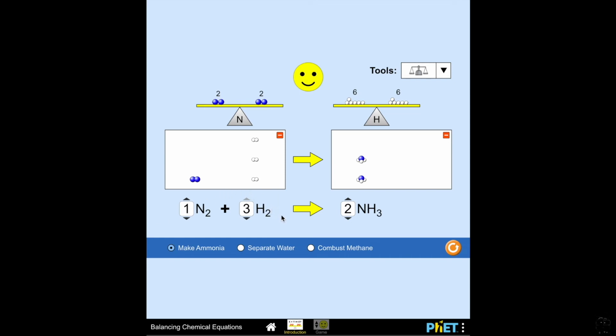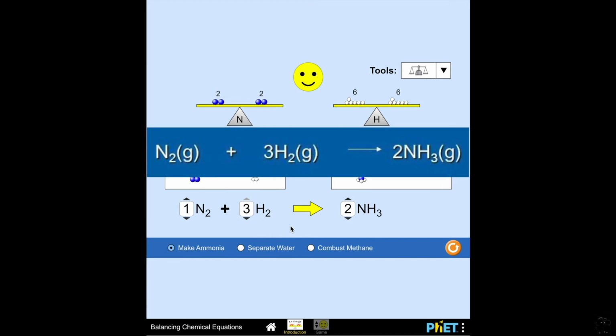But an important step is still remaining. In the final form of the equation, we have to write the symbols of their physical states. So, a final equation looks like this.